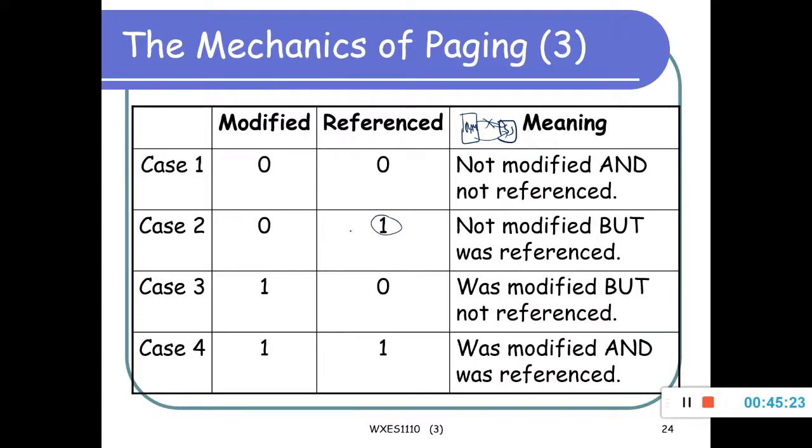Okay, following the order, this is 1, 2, 3, and 4. This is what LRU chooses to swap out. Case 1 is the ideal one. Case 3 is number 2. Case 2 is number 3, and case 4 is number 4.